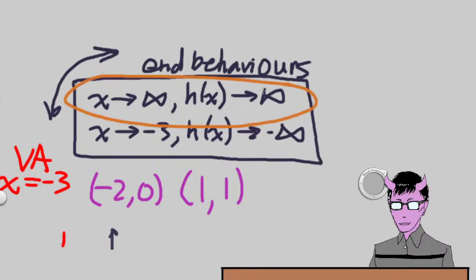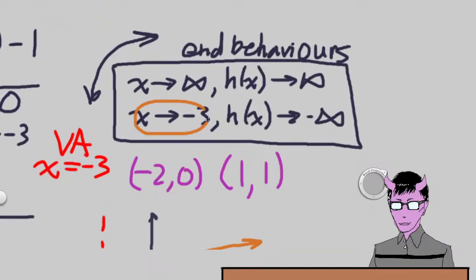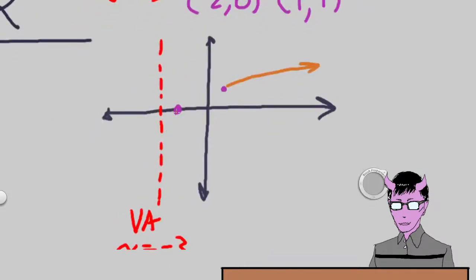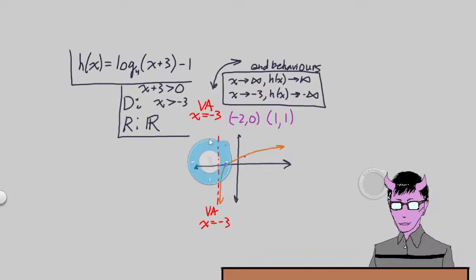In behavior, as x grows, y grows. As x gets smaller, closer to negative 3, y values explode downwards. Connect these two as smoothly as possible. That's a little too sharp, but that's okay. That's good enough, and that's basically the graph for this one.